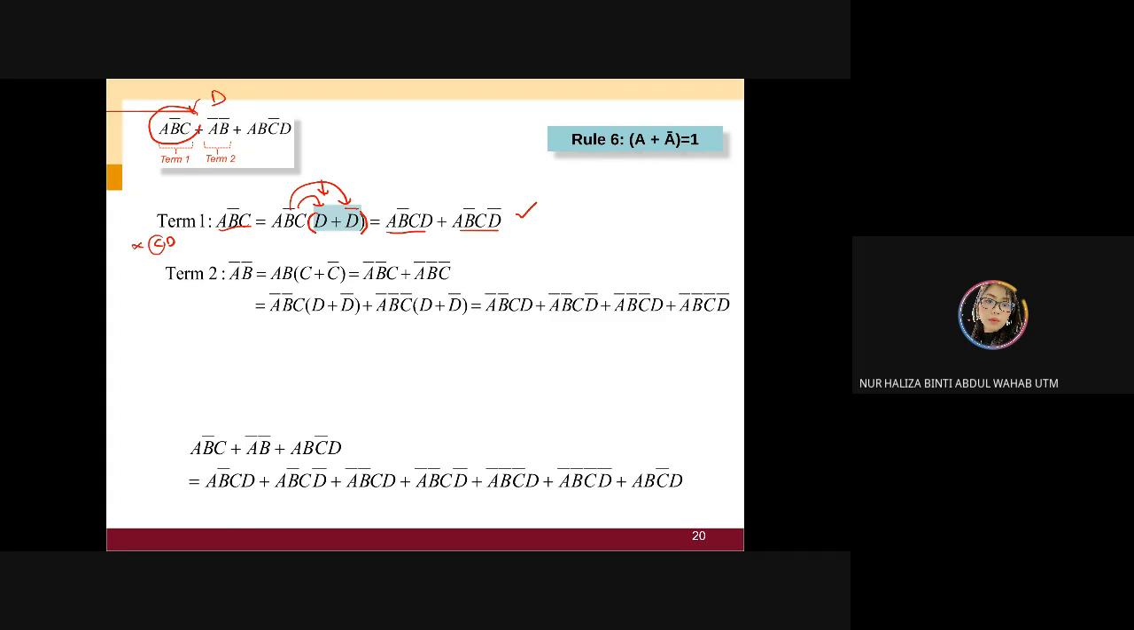So first, maybe you are going to multiply with C first. C plus C bar, you're going to get this answer. After this, you can see, oh, still not standard form. You're still missing the D here. That's why this part will multiply with D plus D bar. Over here, you're going to multiply D plus D bar. And you will get your final answer here.